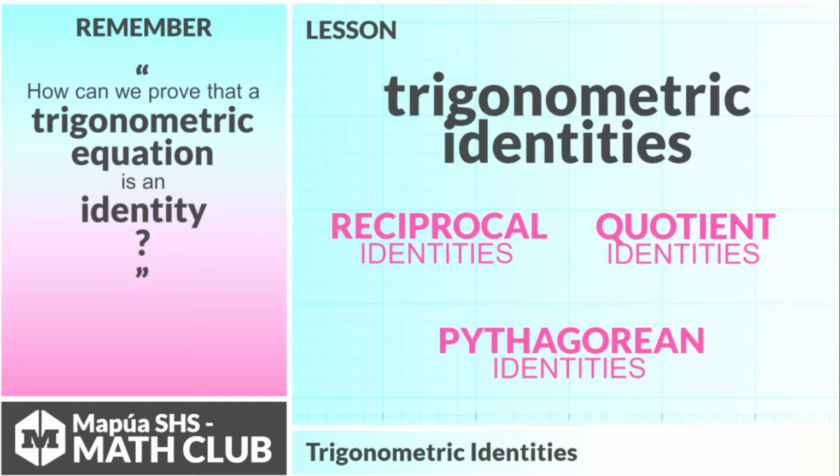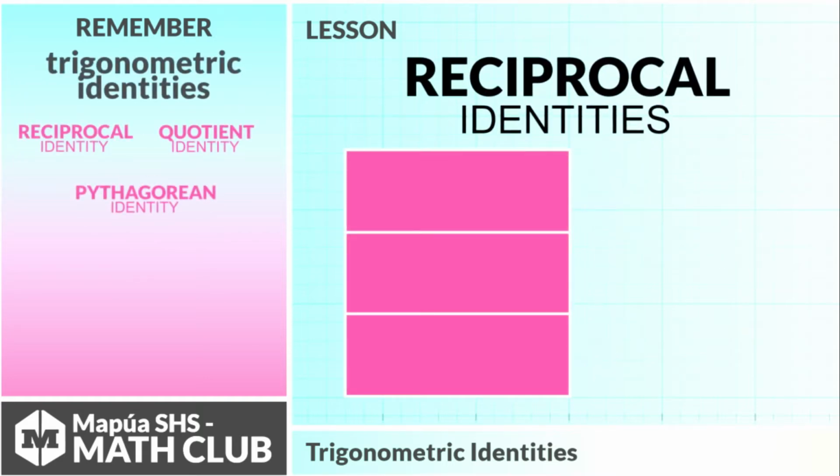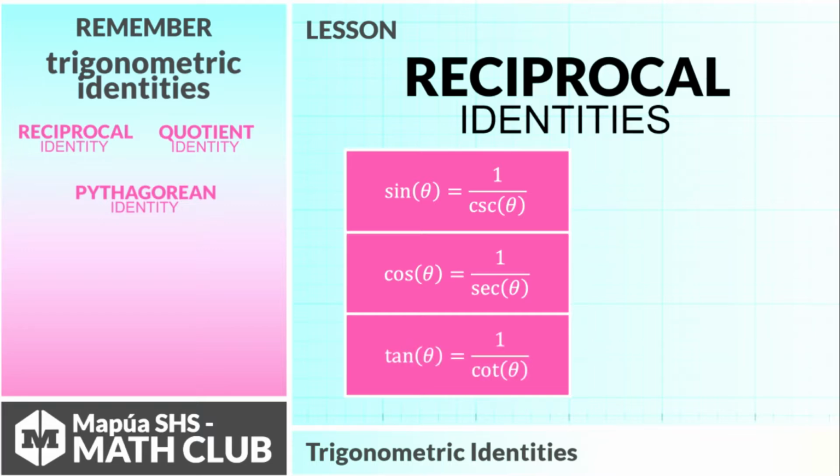identities. First, reciprocal identities simply show us that a trigonometric function is equal to one over the other. This includes the following. Sine theta is equal to 1 over cosecant theta. Cos theta is equal to 1 over secant theta. And tangent theta is equal to 1 over cotangent theta.